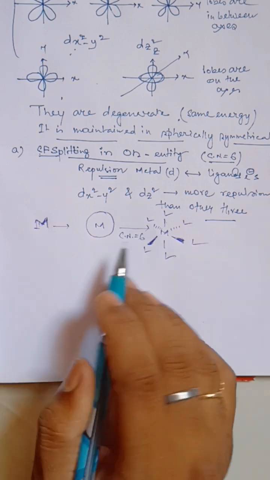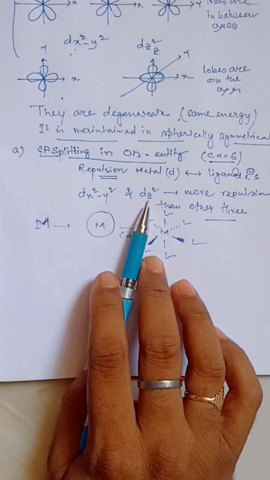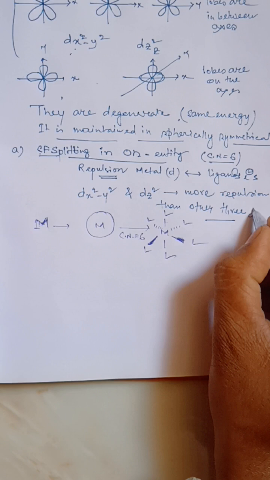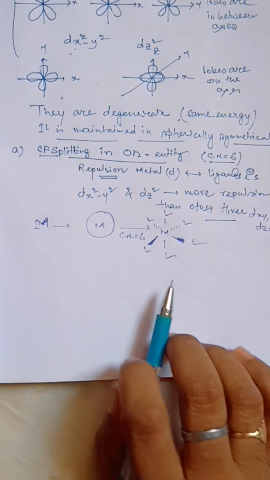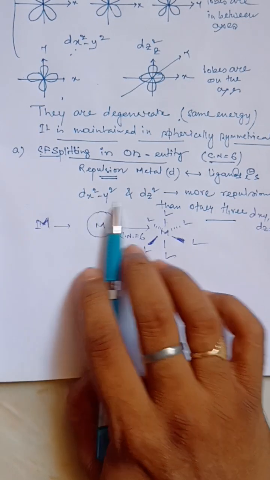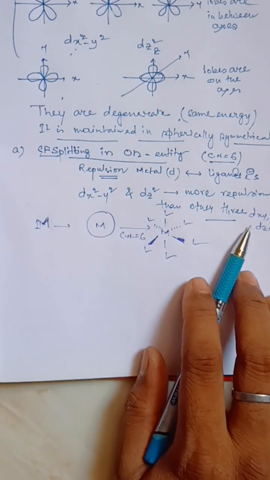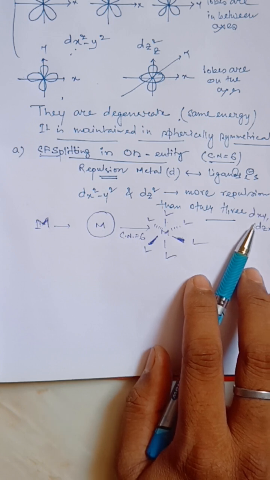Now we already observed that the dx square minus y square and dz square feel much more repulsion than the other 3 orbitals like dxy, dyz and dzx. So if these 2 orbitals feel much more repulsion, the energy of these 2 particular orbitals gets higher, and the other 3 d orbitals feel much less repulsion, so the energy will be down.